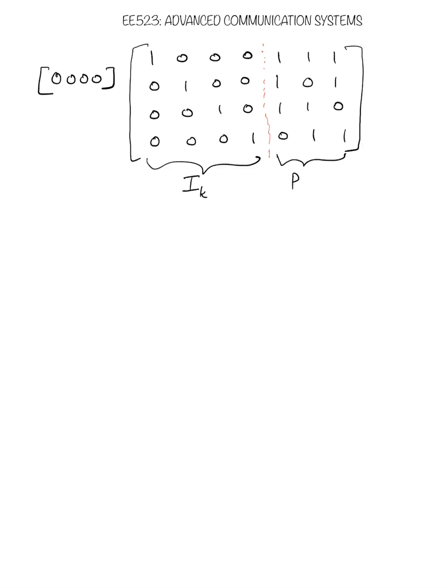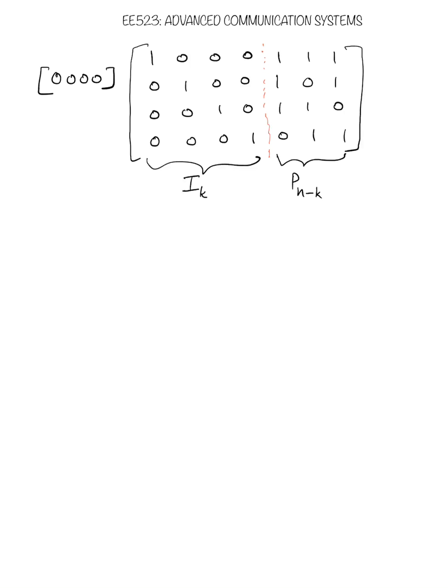And what is the number of columns here? The number of columns is 3. So we are going to add n minus k, which is 7 minus 4, 3 parity bits. So in general, we divide the generator matrix into 2 parts, I of size k and P of size n minus k. That's the identity matrix, and P is the parity matrix. So the generator matrix is a combination of these 2 matrices.